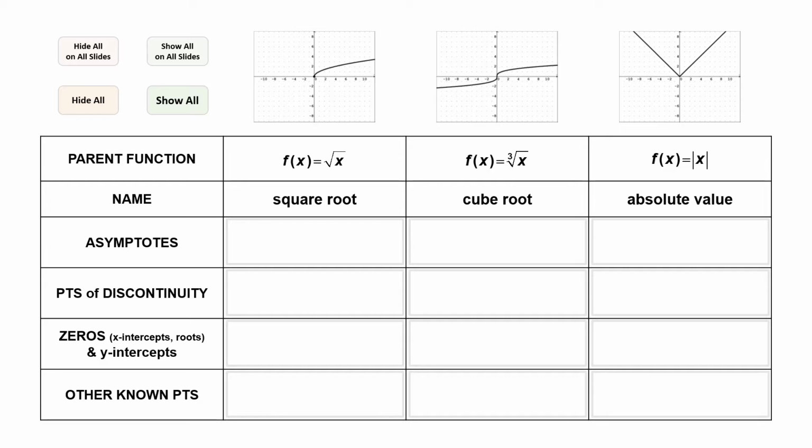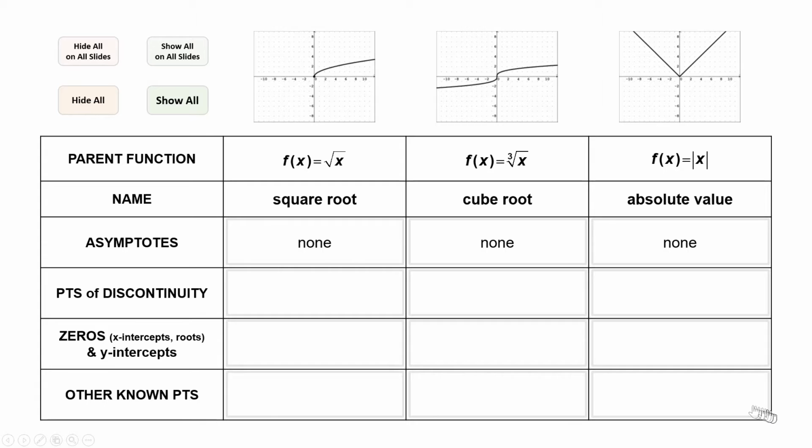We'll move on to square roots, cube roots, absolute values. In the case of asymptotes, none of these graphs has an asymptote. At no point does this graph ever go height-wise at a specific value, nor does it sort of flatten out at a specific height as x approaches either infinity or negative infinity. So we'll leave it at that.